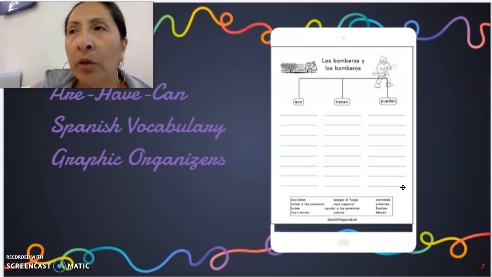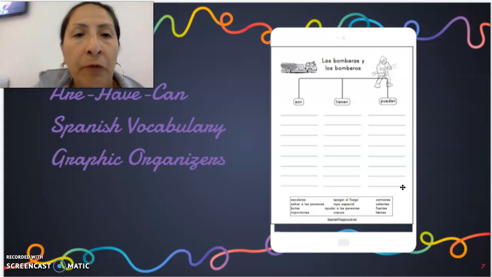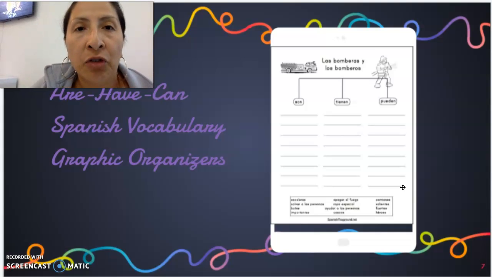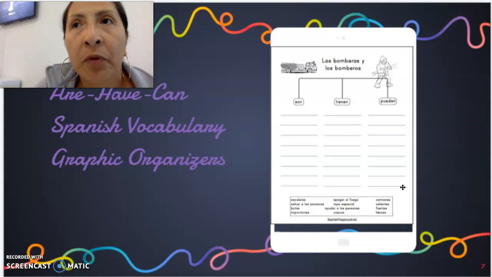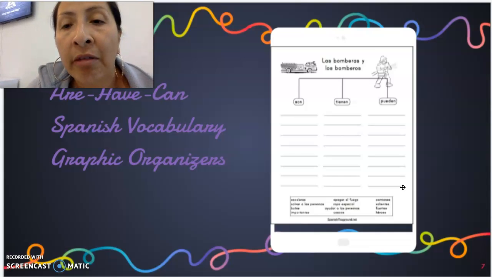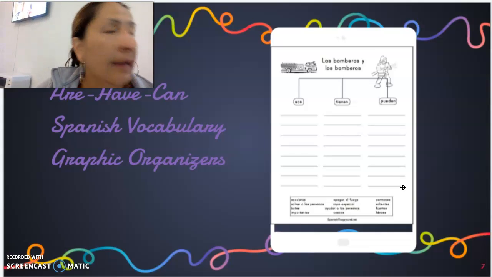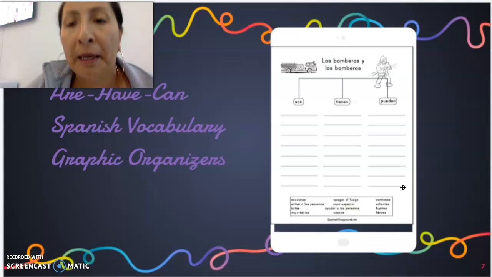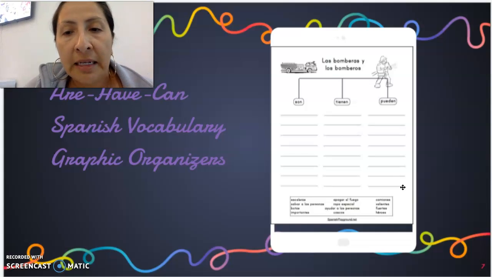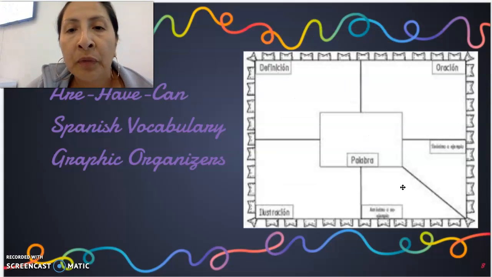This is something that would be more appropriate for the end of the semester when they have picked up quite a bit of vocab and they are familiar with some of the verbs like to have, to can, or to be. But I really like this idea. I think I'm going to implement it too.